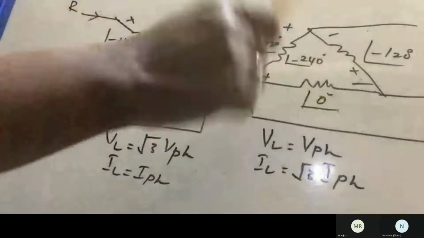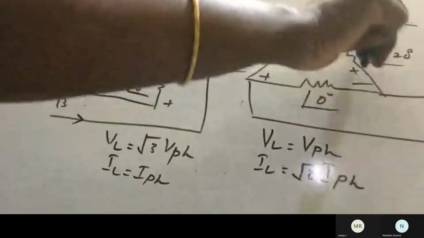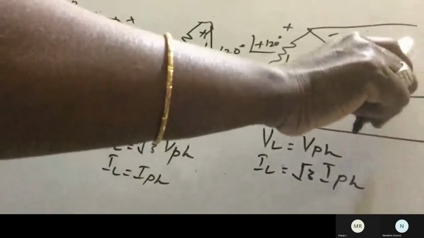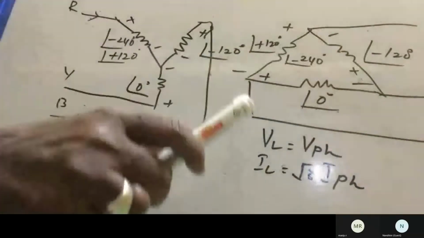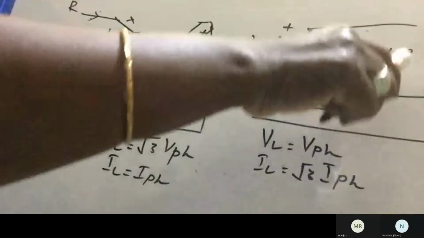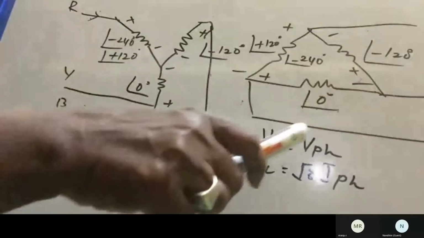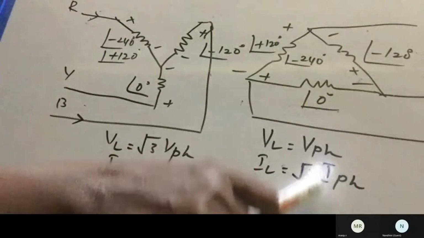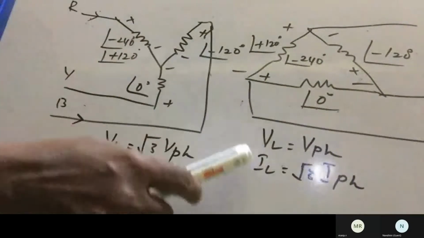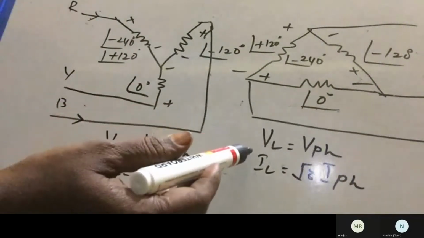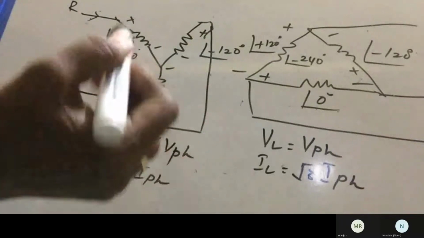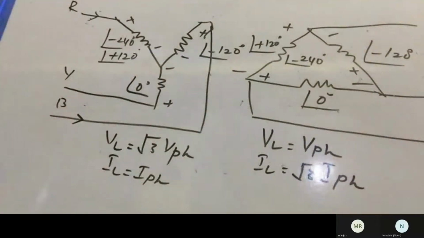If you are taking the delta connection, you can easily identify that between the two lines, the voltage will be the line voltage. Between the two lines, we have one phase. So the phase voltage and line voltage will be equal. The line current will be √3 times the phase current. That is reversed in the star connection: the line voltage will be root 3 times the phase voltage, and line current will be equal to phase current.